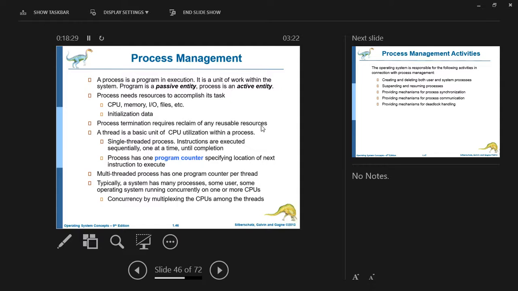Now coming to process management. A process, as I said, is a program under execution. A program is basically a passive entity, whereas a process is an active entity. A process needs resources to accomplish its task.